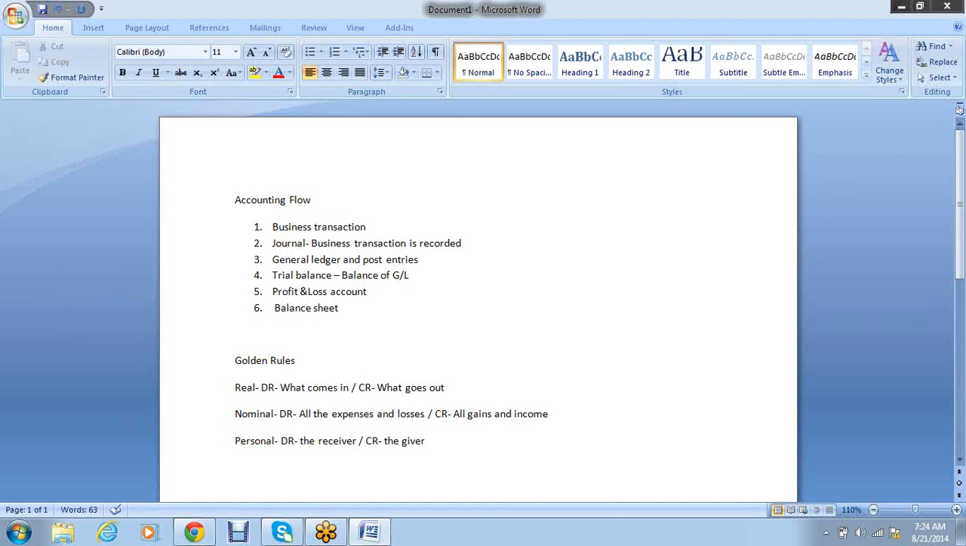Account is getting debited, correct. With the nominal account, it's the expenses and losses. It's all again the money going out, so it's the expenses and the losses, of course. So I got that. With the real account, however, when you say what comes in, they all have to be in the same line, isn't it? So when you say what comes in, can you explain that?